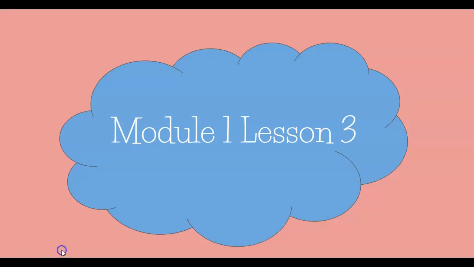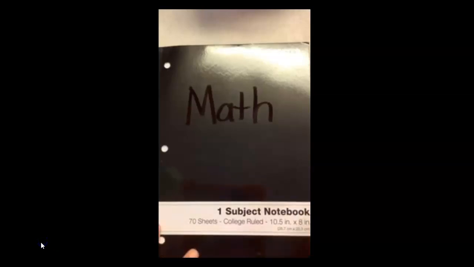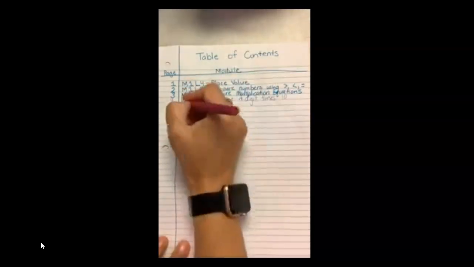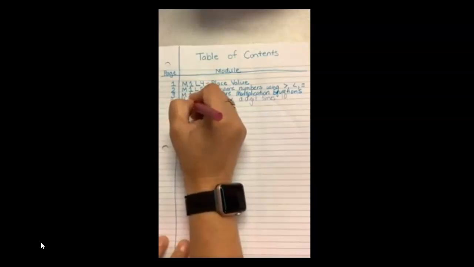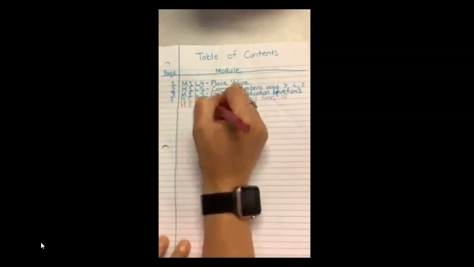You're going to need to get out your math notebook and open up to the contents page. Pause the video as you need throughout the video. We're going to start our next math lesson for Module 1, Lesson 3. So I'm going to open up my table of contents in my math notebook, and we're going to label this Module 1, Lesson 3, okay?